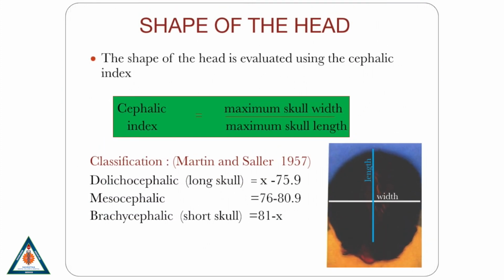Shape of the head. The shape of the head is evaluated using the cephalic index. Cephalic index is the ratio of maximum skull width to maximum skull length. A head is supposed to be dolichocephalic if the ratio is below 75.9. It is said to be mesocephalic if it is between 76 and 80.9, and it's brachycephalic if the value is above 81.